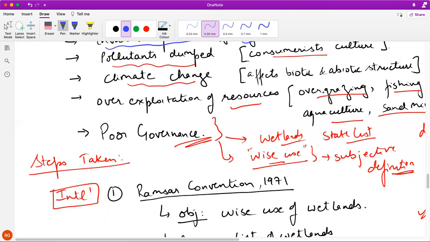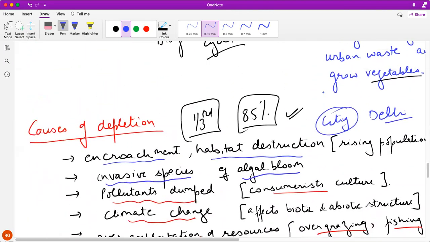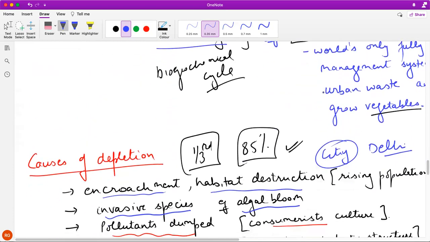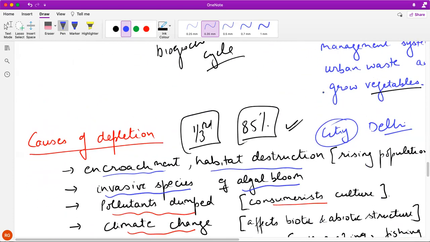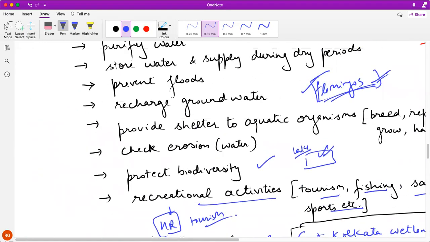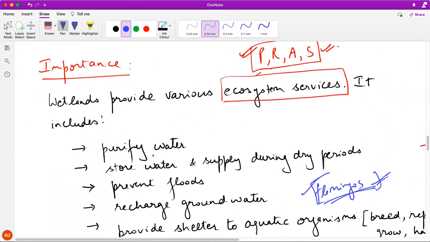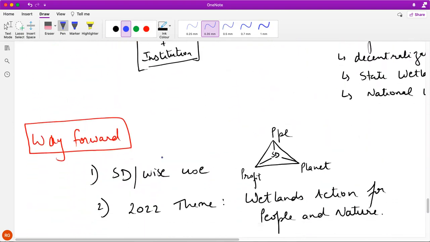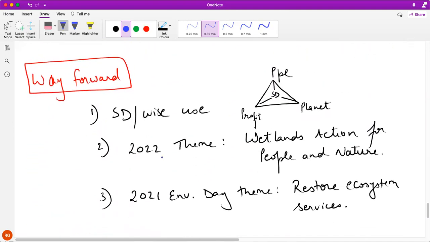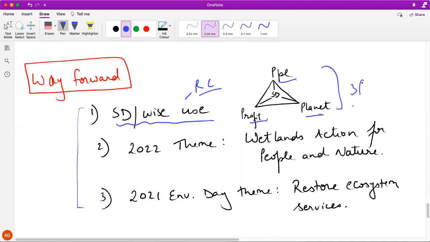So now, if we see, wetlands are an important ecosystem, and it needs to be conserved because it provides a lot of ecosystem services. So what should be our way forward? Way forward should be simple. There are three ways to conclude. You can use any of these. Sustainable development, wise use, as clearly mentioned in the Ramsar Convention. You can mention all these and explain in brief about these. Sustainable development includes people, planet, profit, 3 P's.